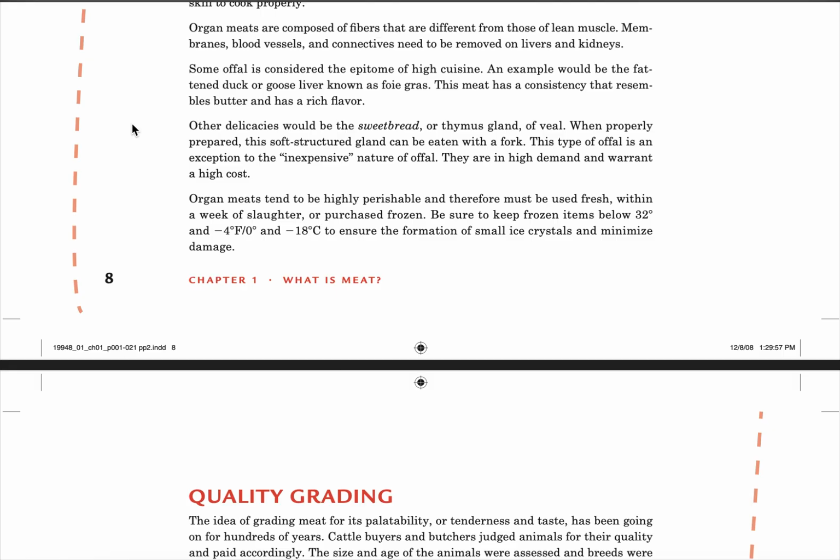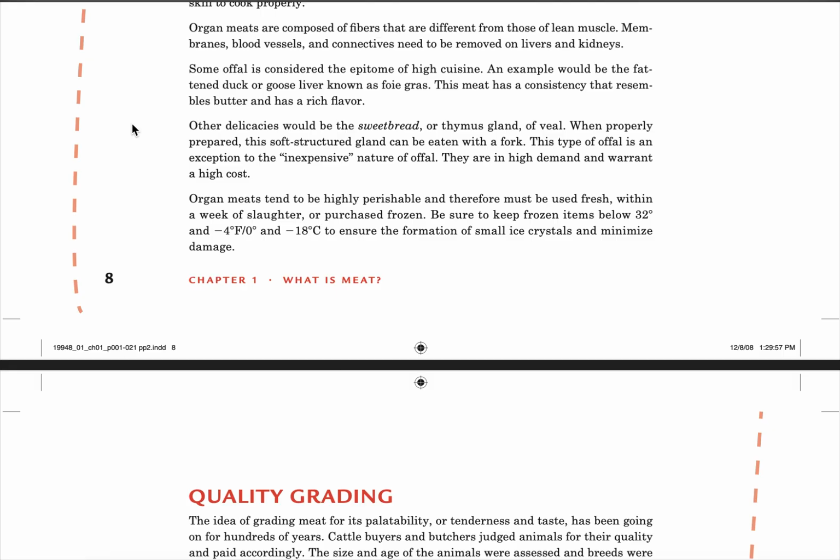Some offal is considered the epitome of high cuisine. An example would be the fattened duck or goose liver known as foie gras. This meat has a consistency that resembles butter and has a rich flavor.